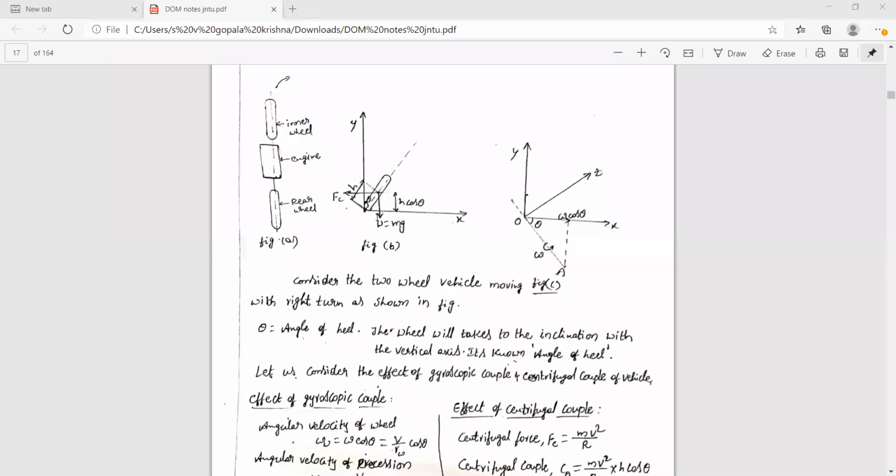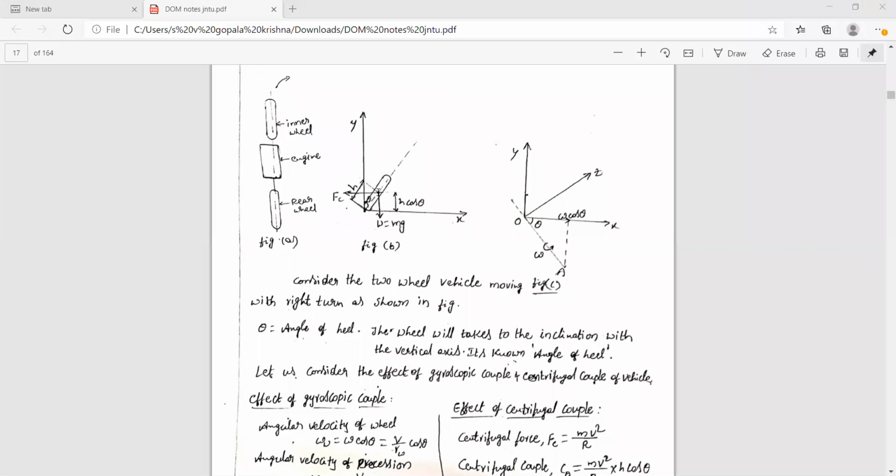When the two-wheeler vehicle takes a right turn, we get some inclination of our front wheel. That wheel is getting the inclination with the vertical axis, not only with the road surface, but with the vertical axis. While the vehicle is moving on a straight path, there is no angle theta, the angle of heel value. But when we take the turning, it makes some inclination, that is the theta inclination. All of you observe that.